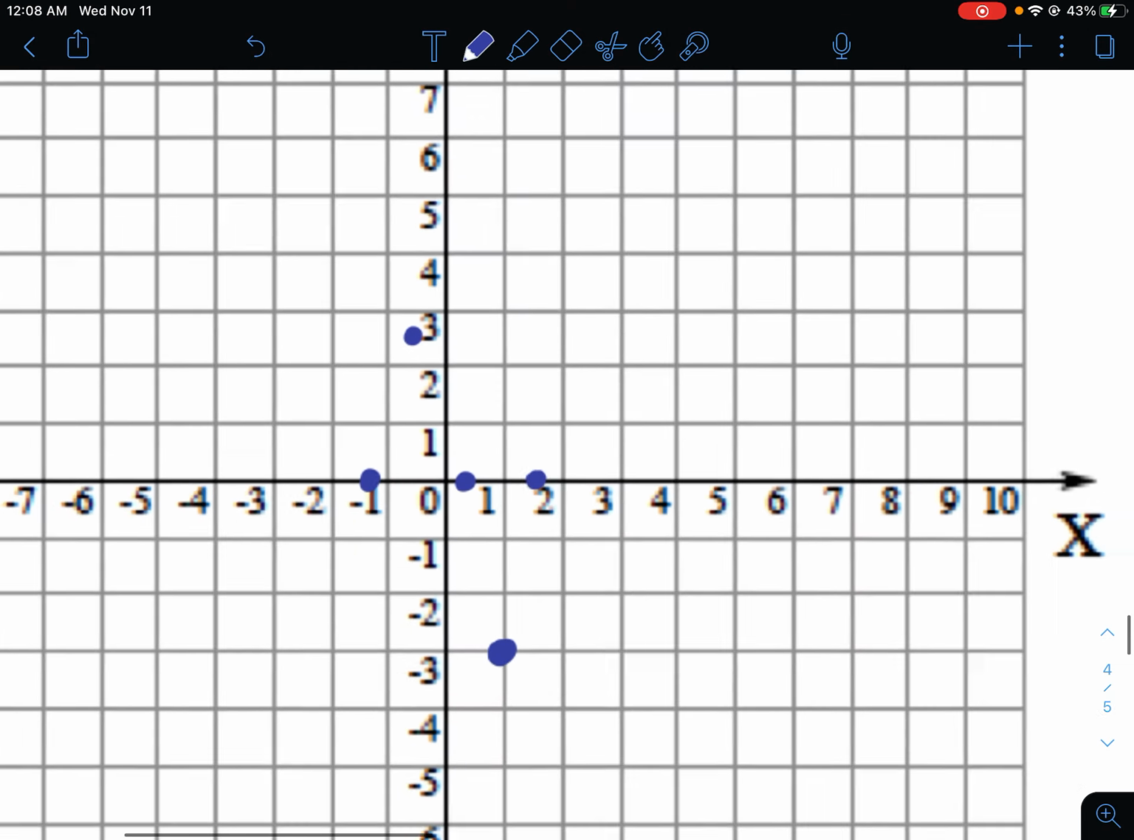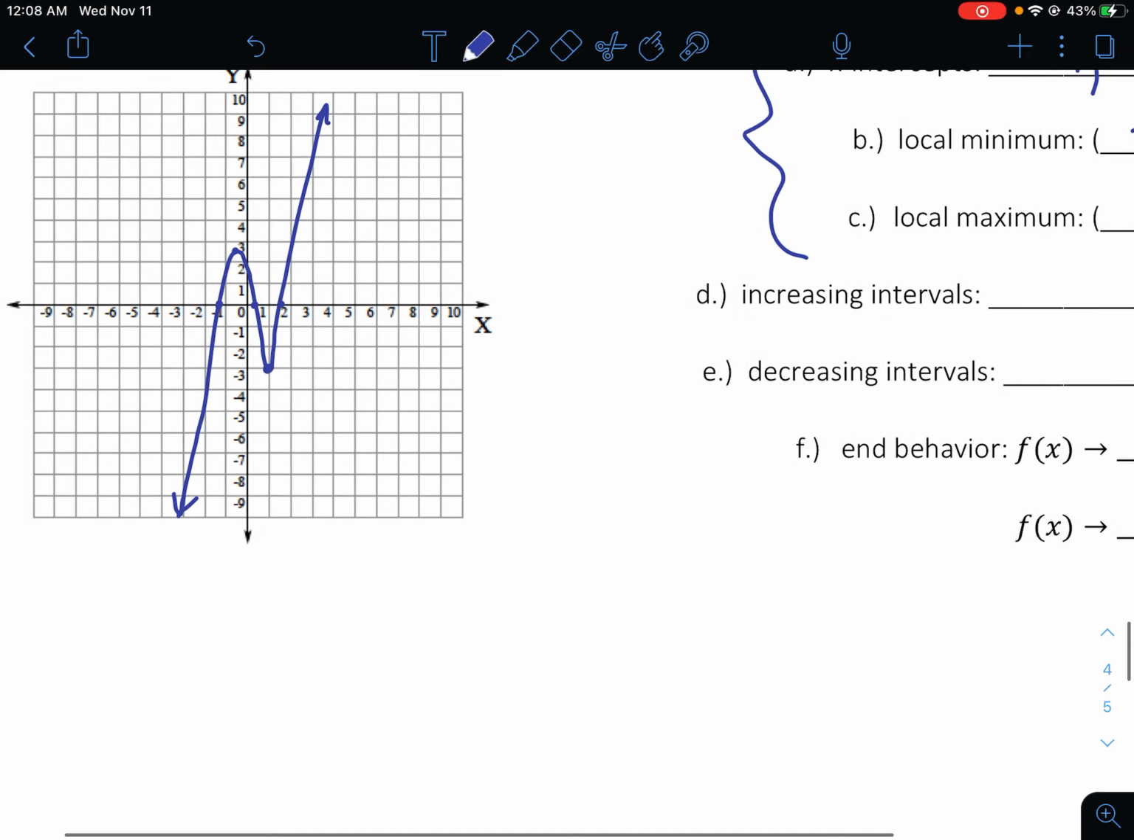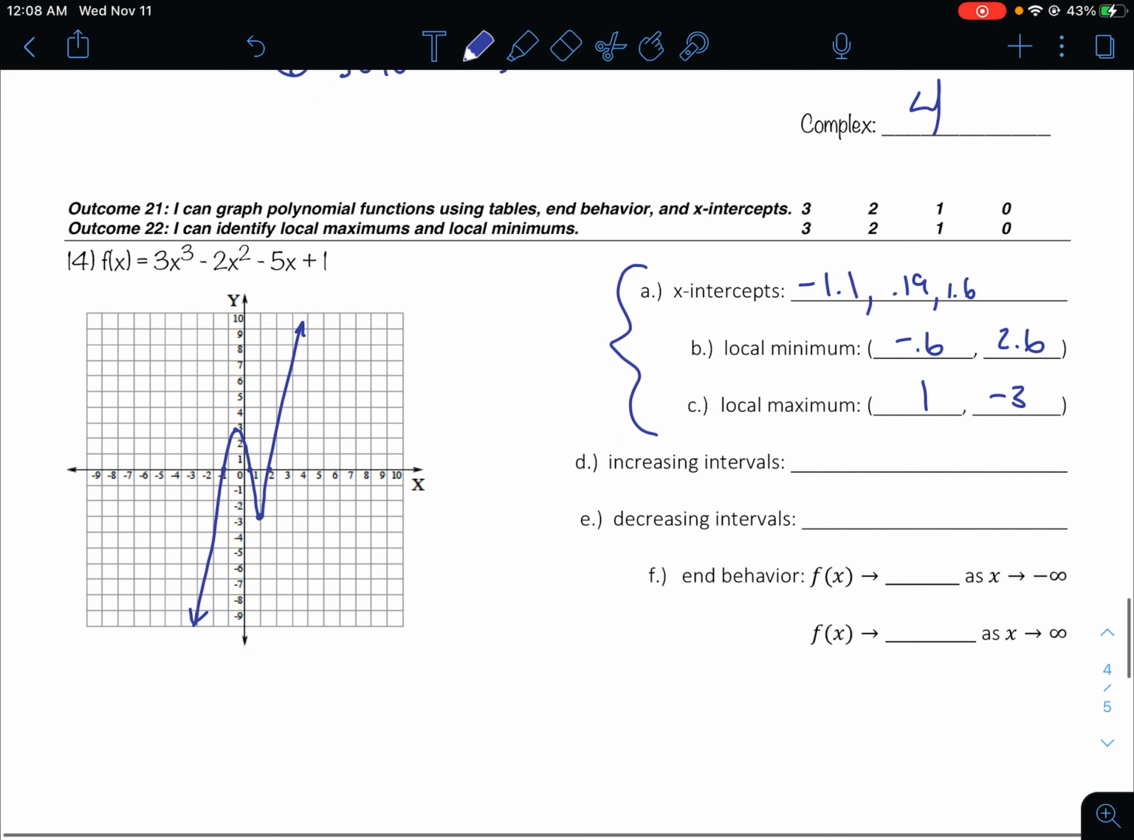Now I don't need my calculator anymore, so I'm going to get that out of the way so I have more room. But now I have everything I need to graph this. I have where it goes up, where it goes down. Try to draw this as best as possible. Well, it's as good as it's going to get. But there's my graph. That's the graph. And so I have all the points that I need.